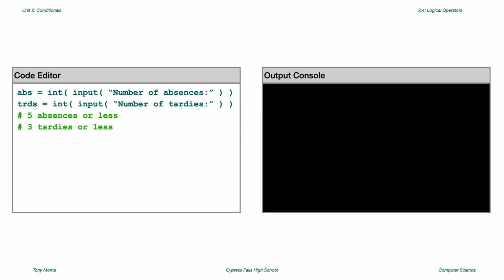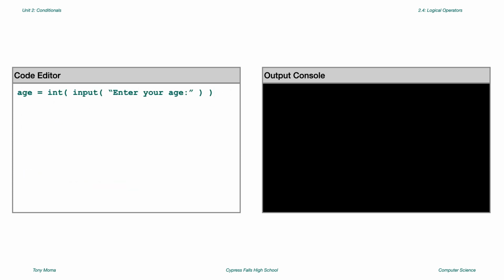Fortunately, Python does provide a way through the AND operator. We could write if the absent variable is less than or equal to 5 and if the tardies variable is less than or equal to 3. If so, print eligible. Else, otherwise, print not eligible. The AND operator requires both conditions to be true for the entire expression to be true. If either one of them is false, then the entire full condition fails, and we move to the else condition.